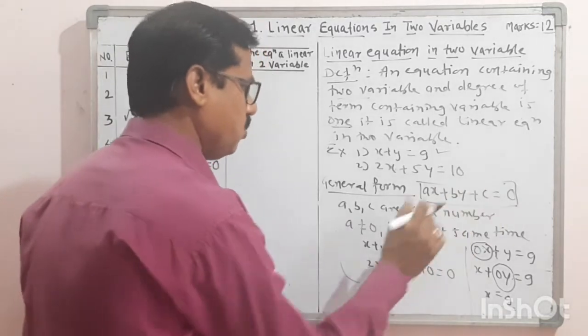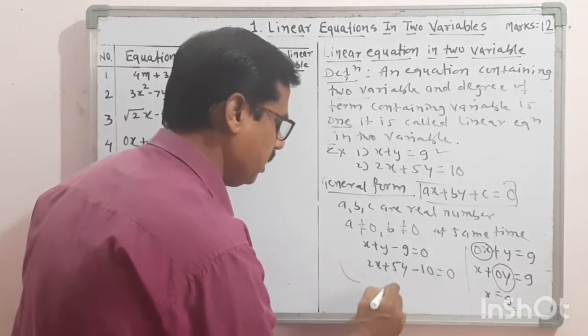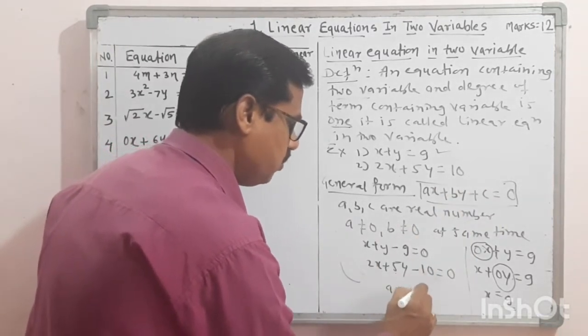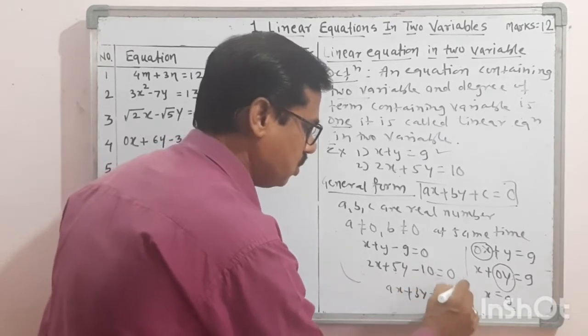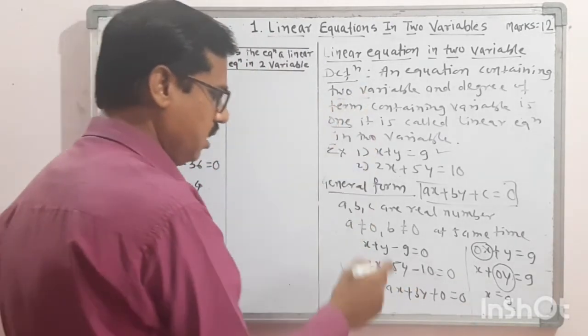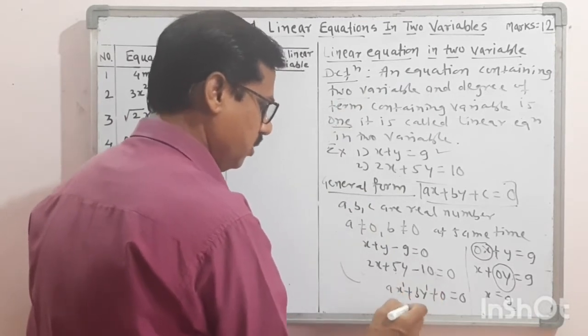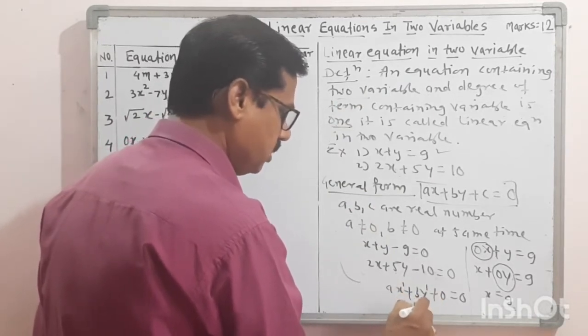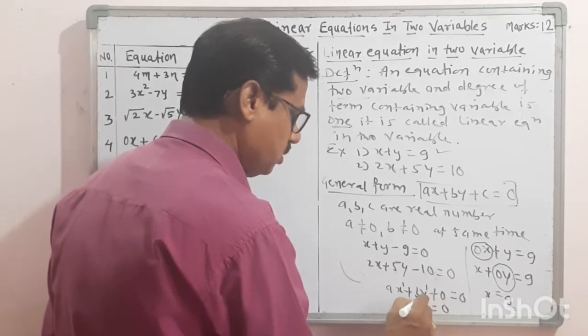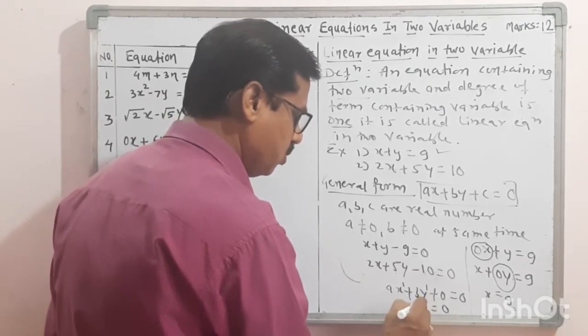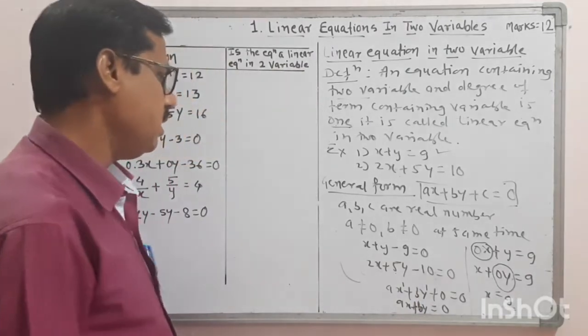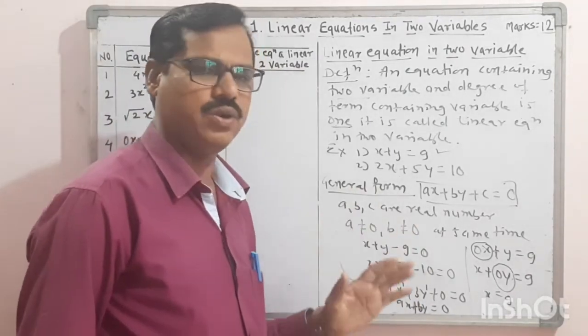If we put 0 here, what equation do we get? We get ax plus by plus 0 is equal to 0. And what is our definition here? x has power 1, y has power 1. Therefore we get the equation ax plus by is equal to 0. This is a linear equation in two variables. What are the conditions here? a is not equal to 0 and b is not equal to 0.